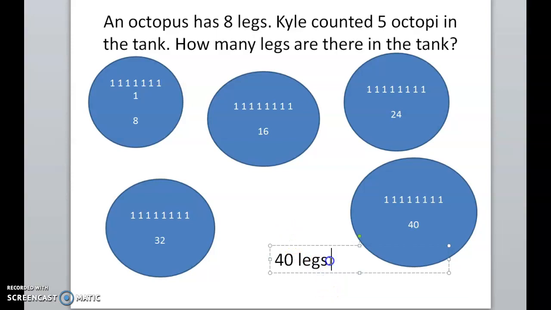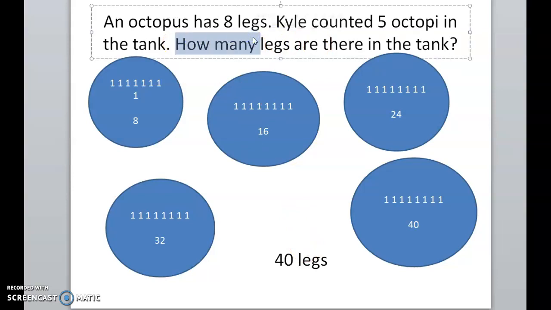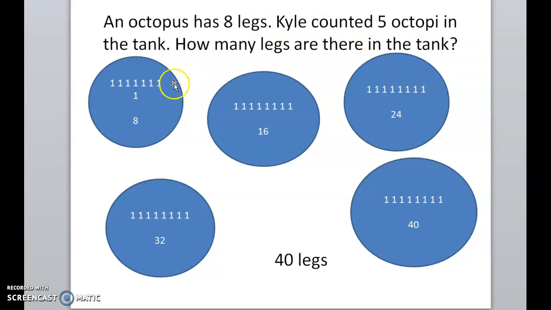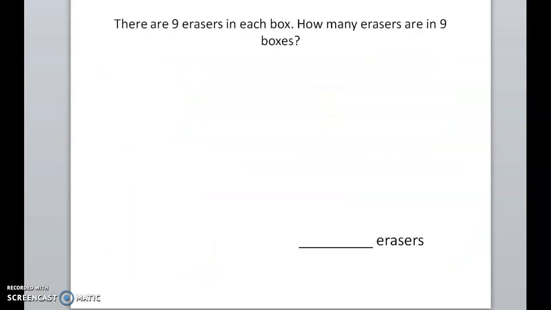Now it's very important that you have that label on there, because if it was just 40, what are you talking about? 40 cows, 40 birds. So we always want to make sure that we have our label. And typically our label is going to be after the how many. So you'll find your label after the word phrase how many. Okay, let's do one more.